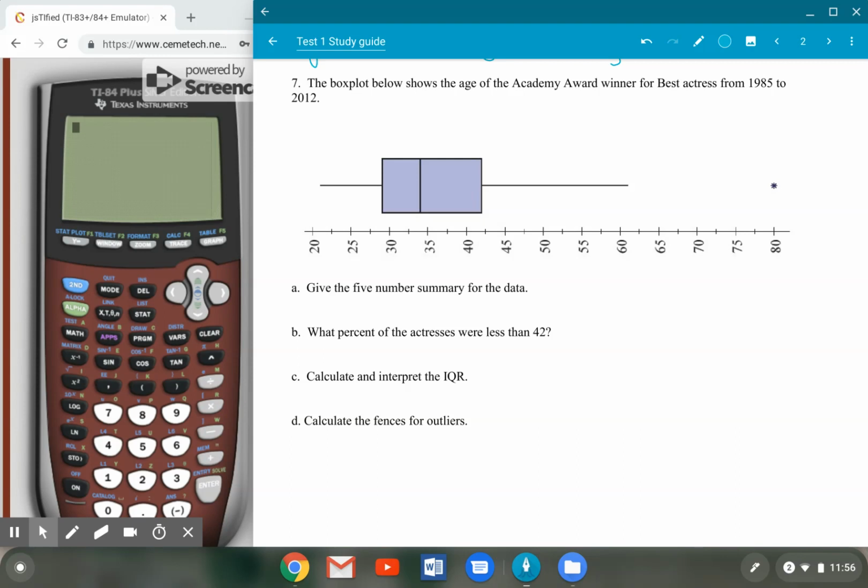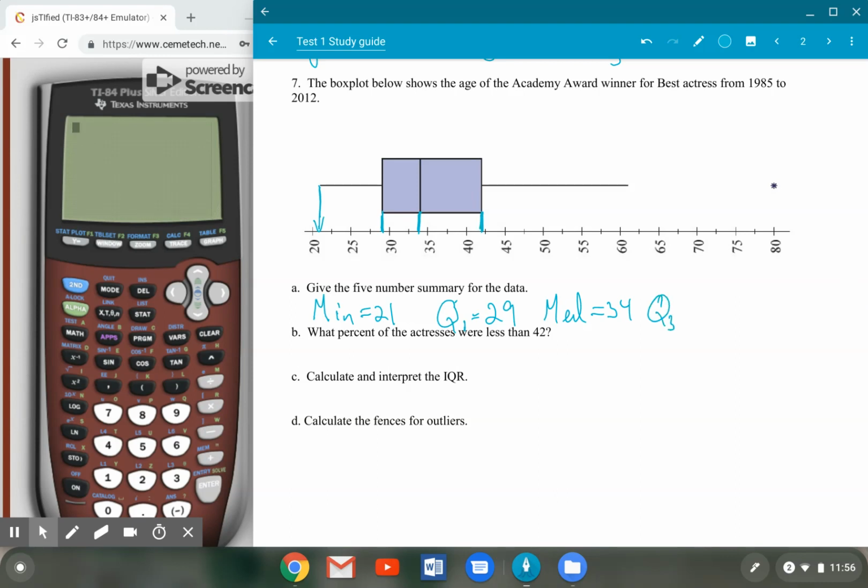So for that, I would say that my minimum value, that's where my whisker begins down here. It's right above 20, so I'm going to estimate 21. The next value is Q1, the lower quartile. That's where this box begins. It's just below 30, say about 29. My median is in the middle where the boxes meet. That's 34, just below that 35.